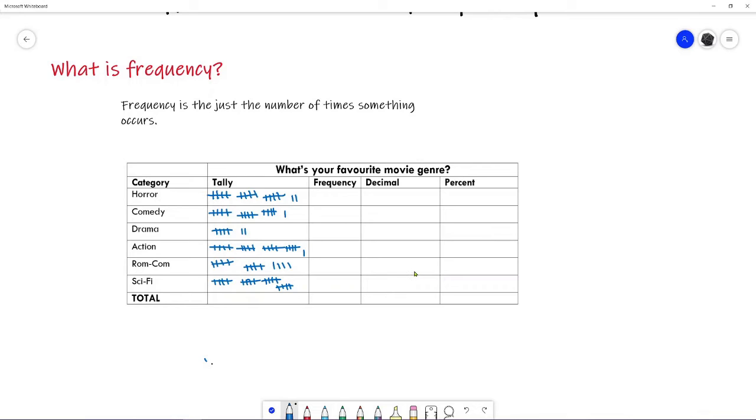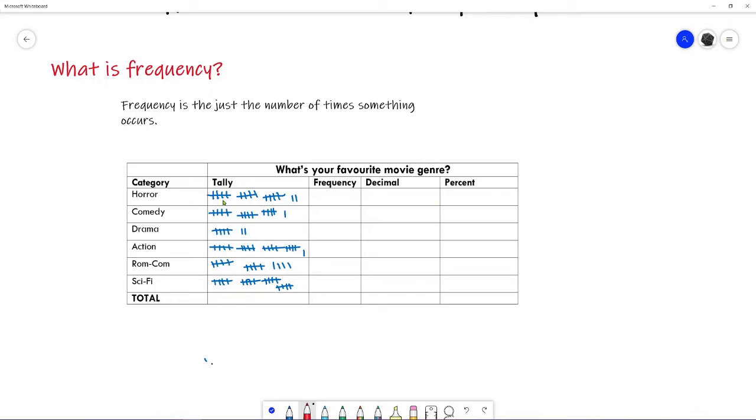Okay, so I'm done my survey. I went around, I asked people, and these are the results. Your tally marks are just the rough sketch of what you have gotten as your data. Now we can see that there's a frequency column. All that means is we're just going to write the number version of our tally marks. So what does that look like?